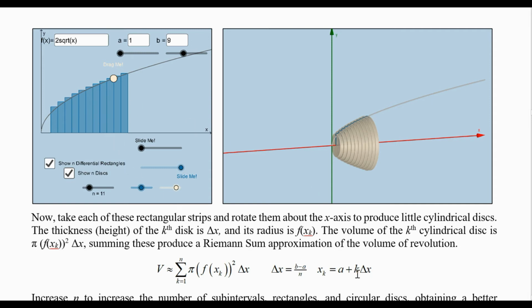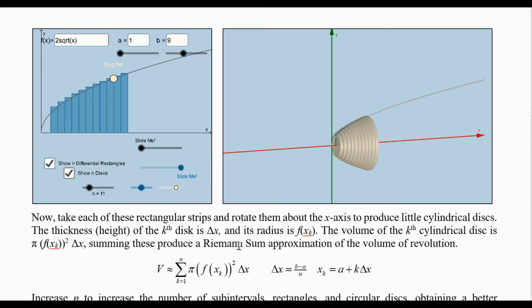But now, instead of just taking f of x sub k times delta x and adding those up for the Riemann sum, we're going to do pi times r squared times that thickness delta x. Now r is going to be the height of the thing here. If it's going to be the height of one of these guys here, which is going to be f of x sub k, that's the r, so we're going to square it. So there's your pi r squared delta x. And then we add all those up, we get an approximation of the volume we're looking for.